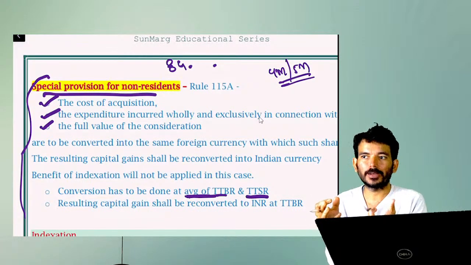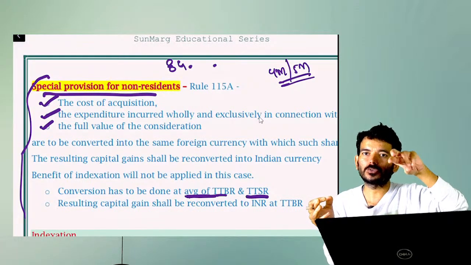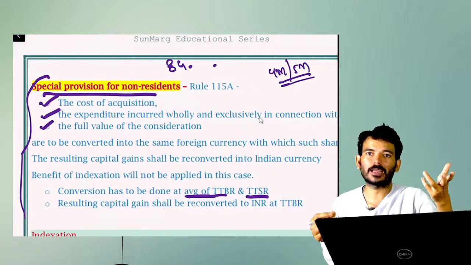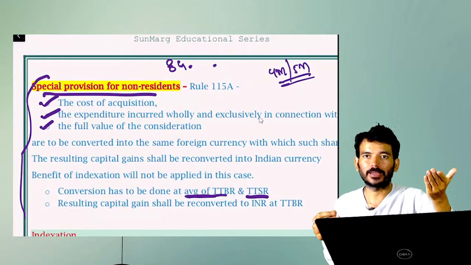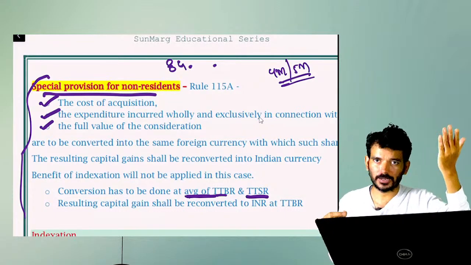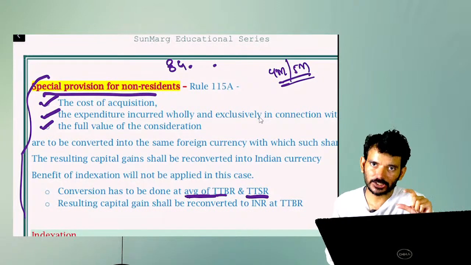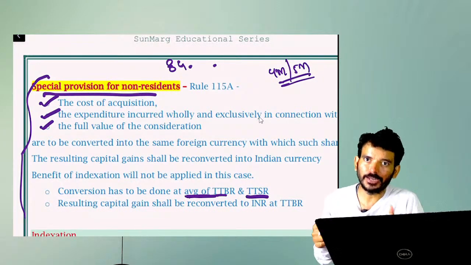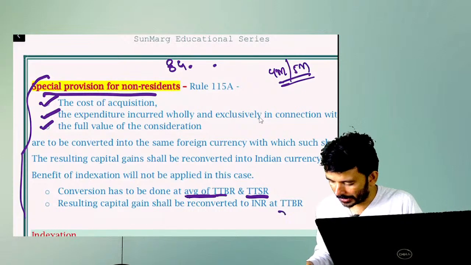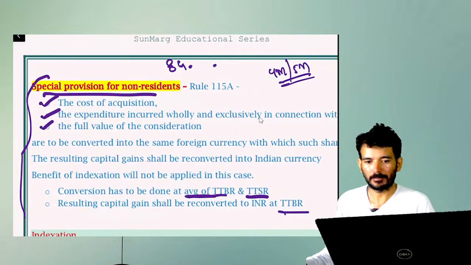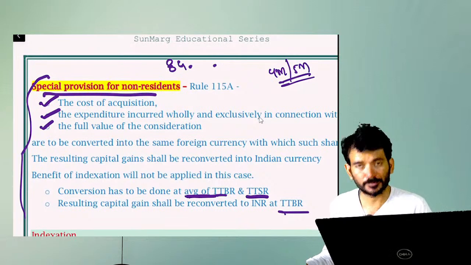So now what has happened? All the things have gone to his own currency. Now you calculate the capital gain. Once you calculate the capital gain, because you have everything in his own currency, whatever gain he eventually gets, you convert back to Indian rupees by using TTBR. TTBR, the buying rate, you will be using. So this is absolutely important, guys.